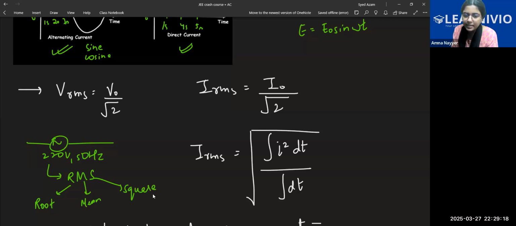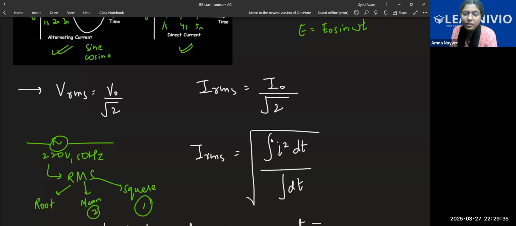See, if you go by this, it says root mean square. But if you get the equations, just do the opposite. First, take the square of your current, I square. Then you calculate the mean. How do you calculate the mean?